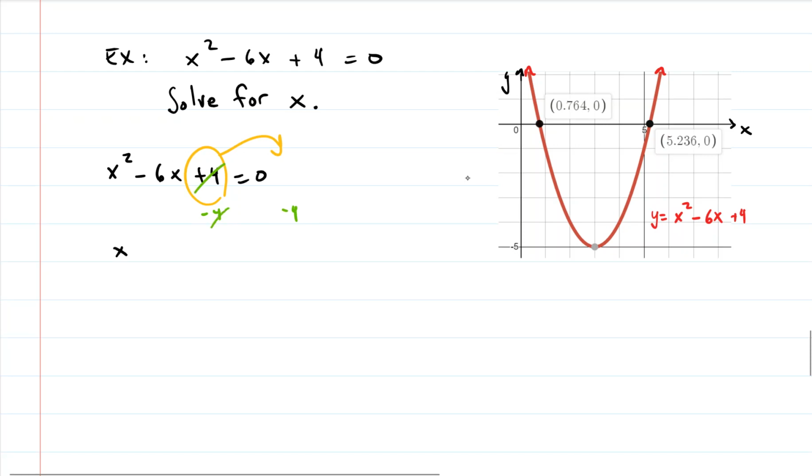So now we have x squared minus 6x equals -4. Now we're ready to use our method of completing the square. We notice that the a is 1. That's perfect. That's exactly what we want. So now we just take that b term, we divide it by 2, and we square it. And we're going to add that also on the other side of the equation.